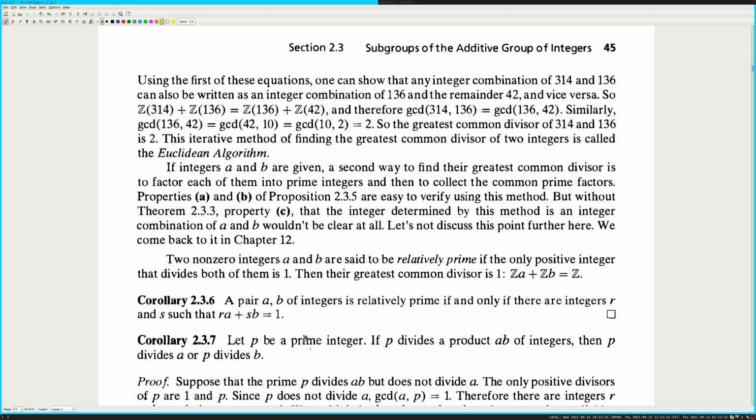I guess this is important, if he's saying it's important. Without Theorem 2.3.3, it would not be clear at all, you're right. Let's not discuss this. Let's go back to it in Chapter 12. What is Chapter 12? Let me look. The book. Go buy the book.